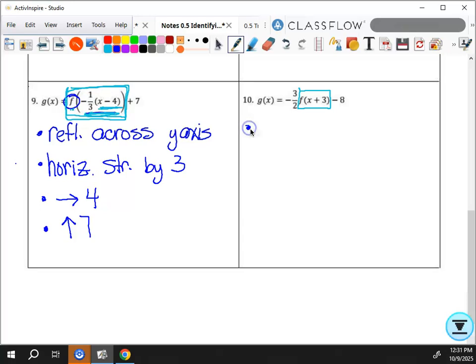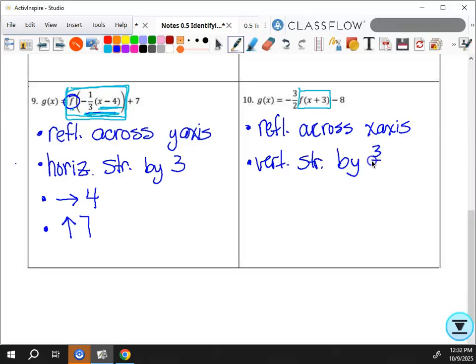That negative would be a reflection across which axis? X. Okay. Then that 3/2 would be a vertical what? Stretch. Be careful there. Just because you see a fraction doesn't mean it's a compression because that's greater than 1, right? Vertical stretch by 3/2. There we go. Left 3, down 8. Okay. Left 3, down 8.